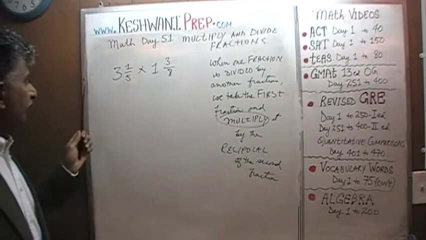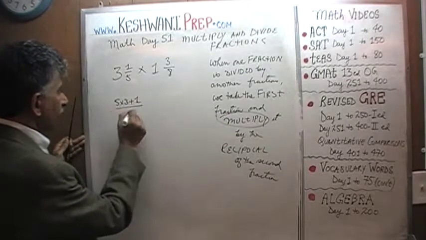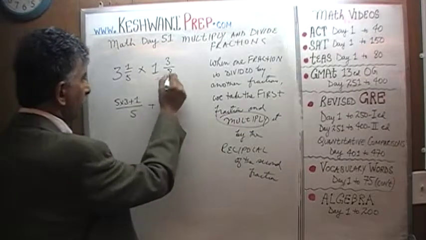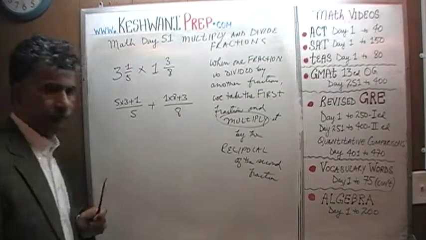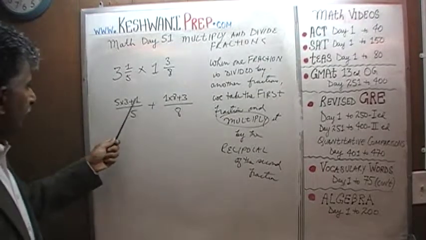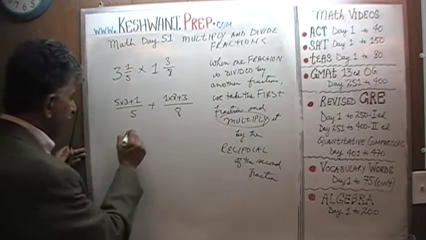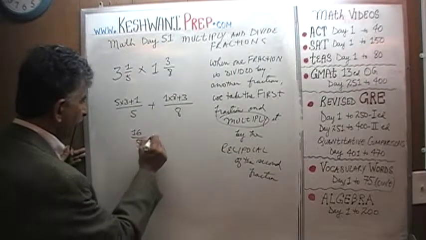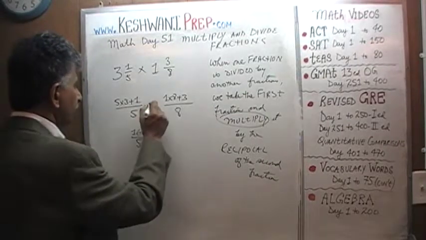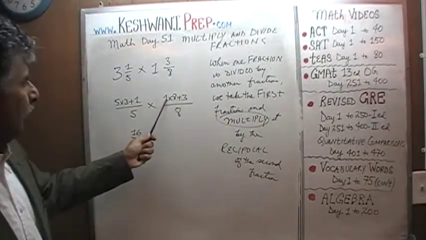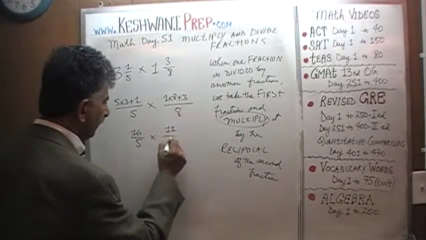So it's 5 times 3, which is 15, plus 1, over 5, times 1 times 8, plus 3, over 8. We end up with 15 plus 1 is 16. We end up with 16 over 5 times, I did it again, it's not an addition sign, it's a multiplication sign. 1 times 8 is 8, 8 plus 3 is 11, so we get 11 over 8.